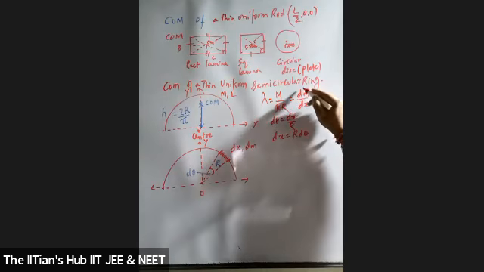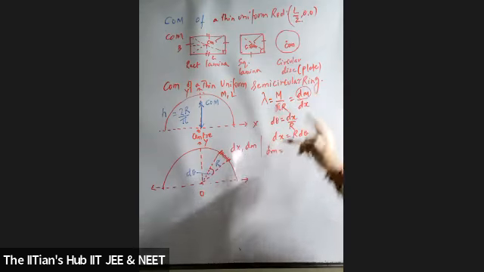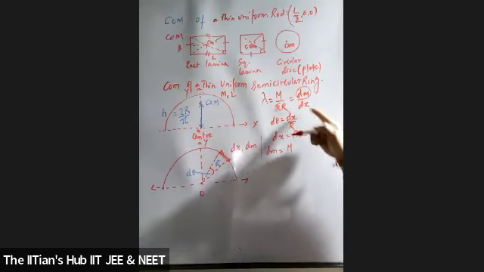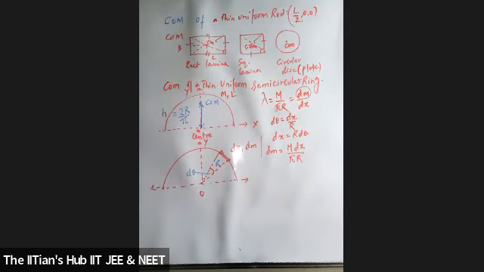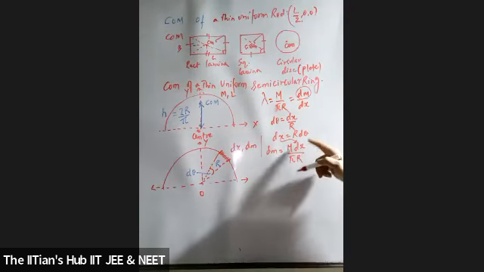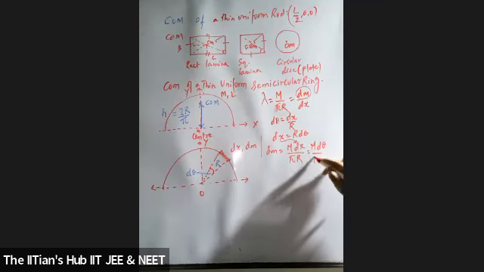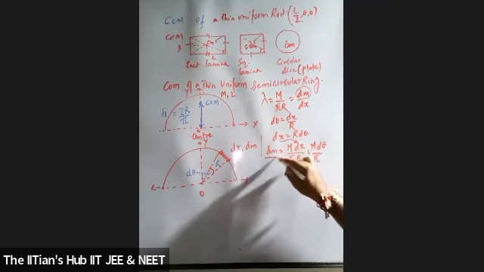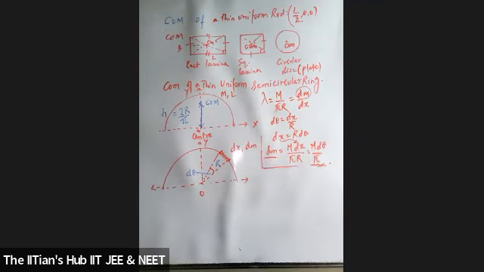Now can I make dm my subject? Watch carefully, I am making dm the subject. What is dm? Sir, it's M into dx upon pi r. But what is dx? R into d theta. Can I say r will get cancelled? Yes, sir. So what do I get? M into d theta upon pi. Did you get the value of dm in terms of M into d theta upon pi? Is this clear to all of you? Yes, sir.